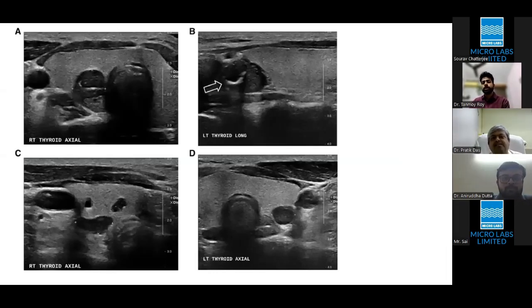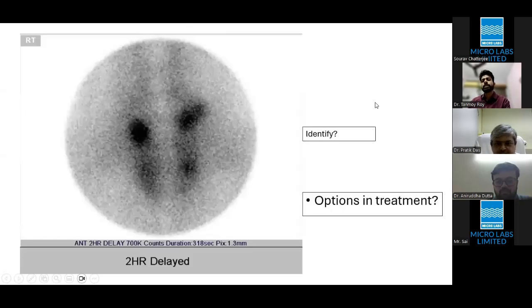So USG thyroid, right thyroid axial, left thyroid long. Yes, there is an arrow showing some hypoechoic lesion. So there is an adenoma. You can see the parathyroid is enlarged and there is an adenoma in the gland in the neck. This is a simple way to exclude, and this is the sophisticated way to do it, if you have facilities: sestamibi scan. Yes. What next?